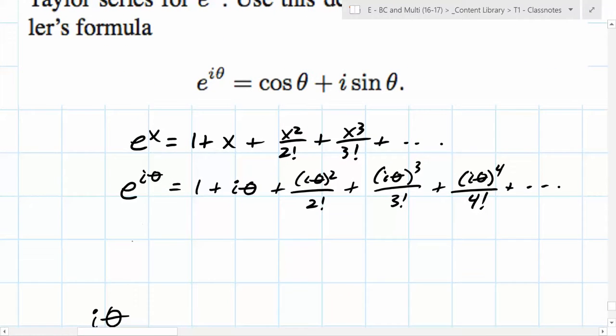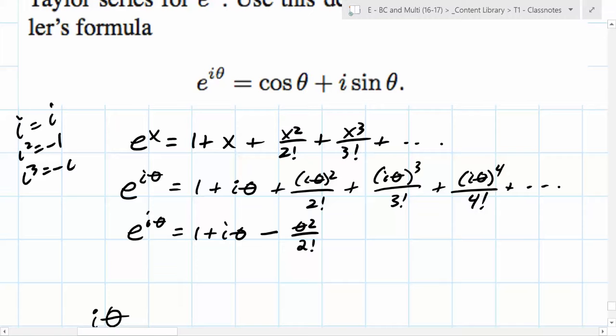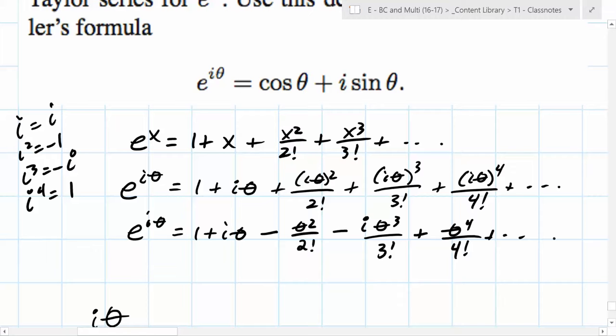Be very careful. e to the i theta is going to be 1 plus i theta, right? Minus theta squared over 2 factorial, right? Is that correct? What's i cubed? So you know i squared is negative 1. So i cubed is negative i. And what's i to the 4th? 1. So what's this going to be? Minus what? i theta cubed over 3 factorial plus what? Theta to the 4th over 4 factorial. Do you agree with this so far? Are you okay with that?